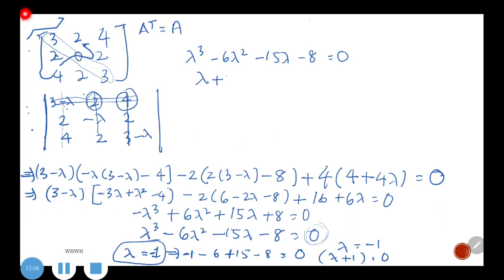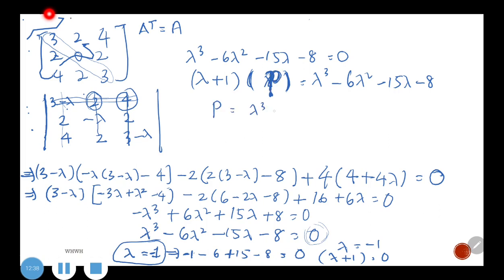Then we have lambda plus 1 equals to what? We don't know what this is. It is equal to lambda cube minus 6 lambda square minus 15 lambda minus 8. So to find what this value is, it means you have to divide, because we want to solve this factor, right? Okay, so let's say this is P. This P means P is equal to lambda cube minus 6 lambda square minus 15 lambda minus 8 over lambda plus 1. We need to find it.